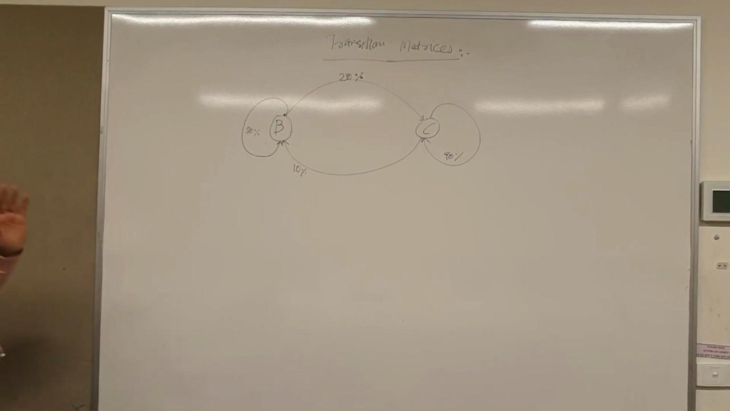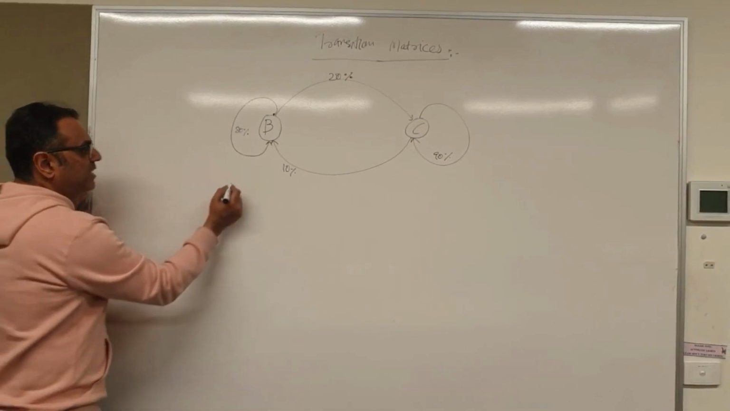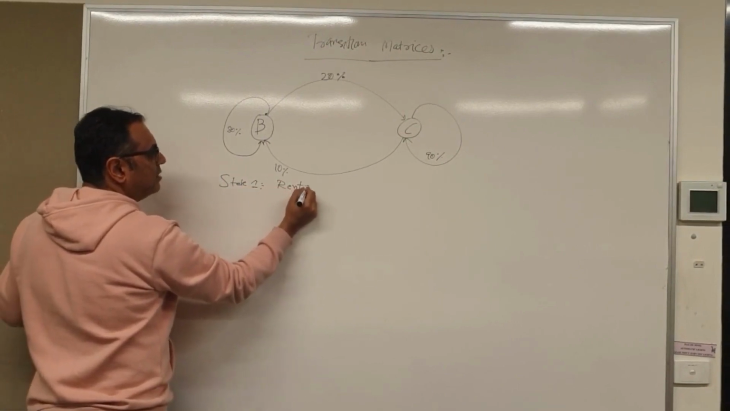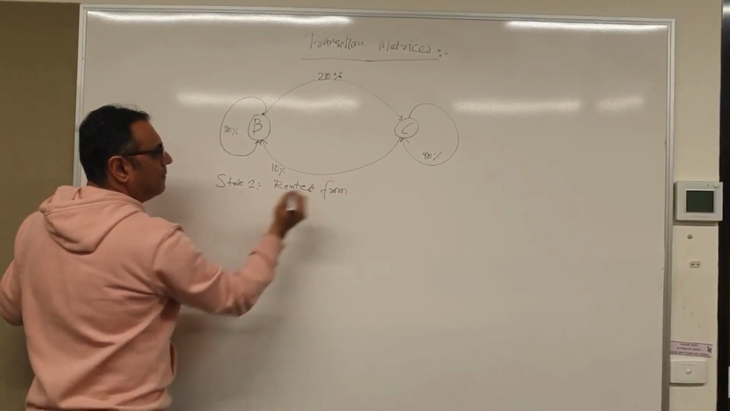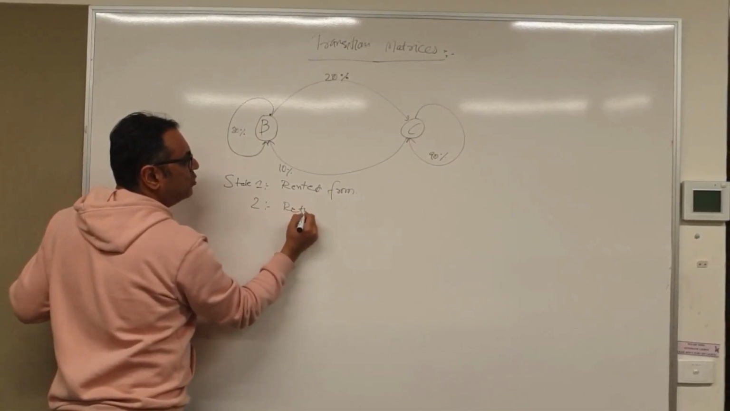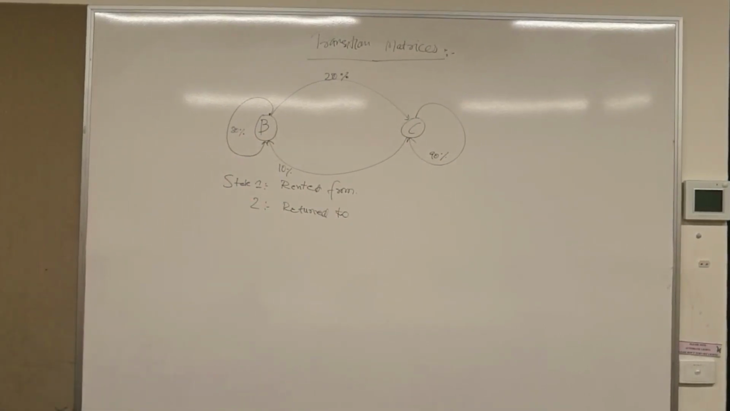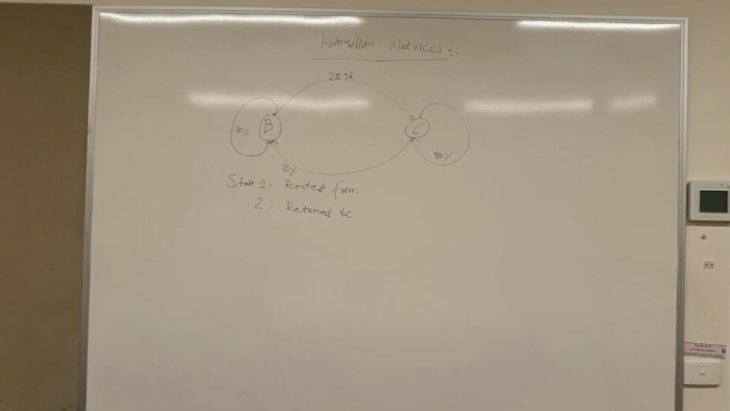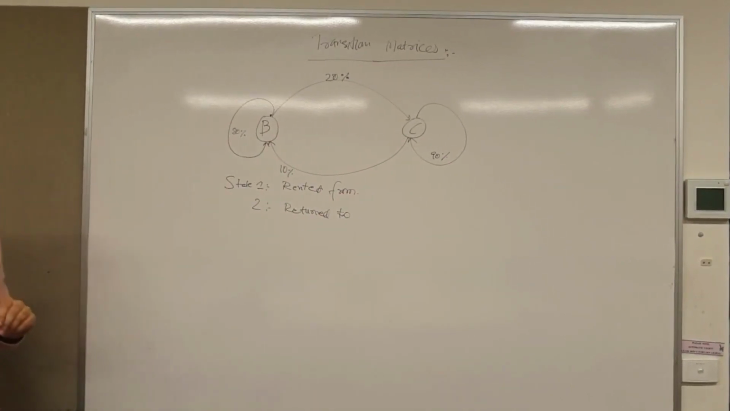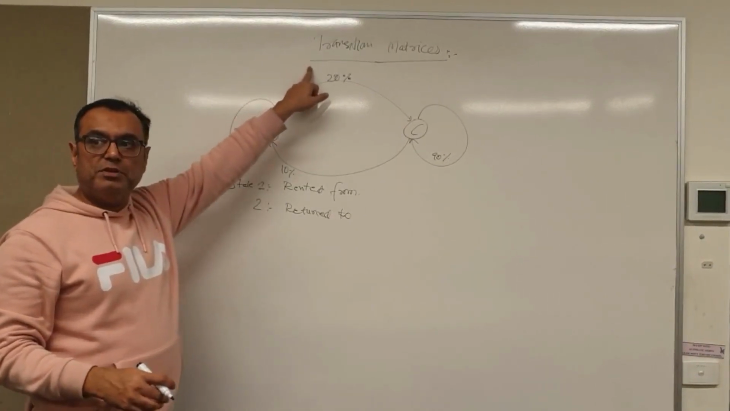Now in this scenario, there are two primary states. State number one is rented from where, and state two is returned to. Returned to where? Right? Now we can represent this diagram in a matrix, and that matrix is called transition matrix.